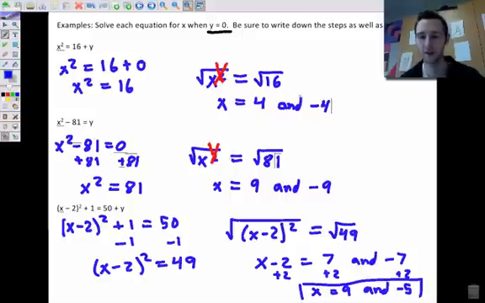So what this is saying for each equation is that the roots of x squared equals 16 plus y, if you were to look at a graph of that, you would expect it to cross the x-axis at 4 and negative 4. Same with these others. So this last one, you would expect this big equation right here, x minus 2 squared plus 1 equals 50 plus y, you would expect to see that graph cross the x-axis at x equals 9 and x equals negative 5.